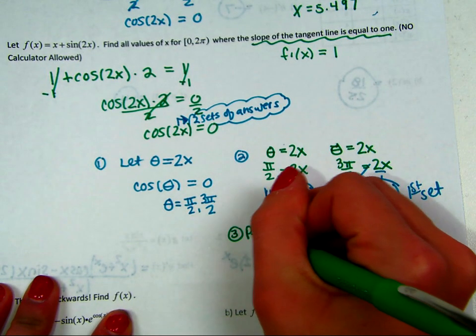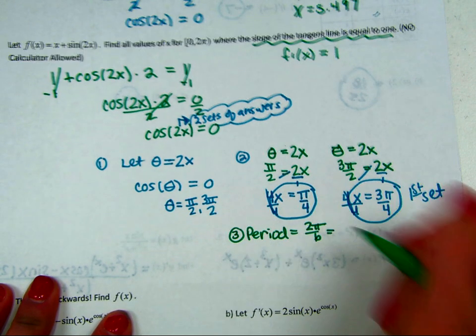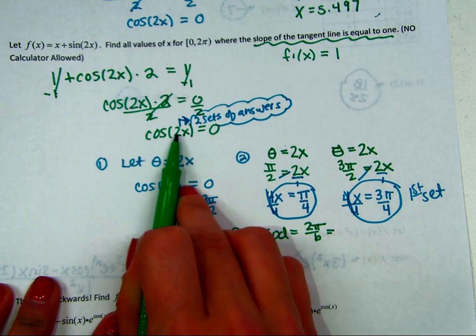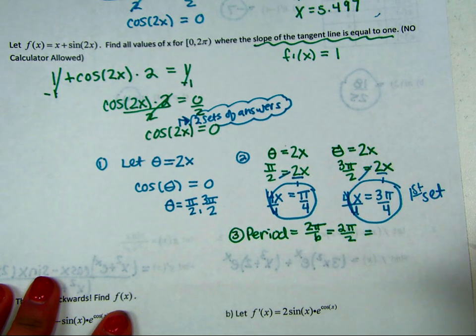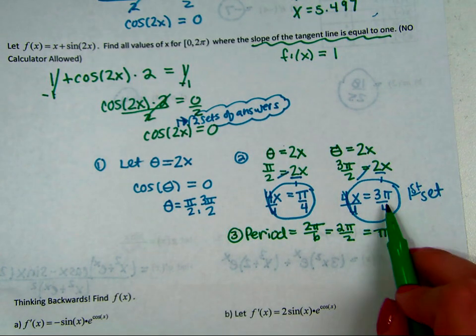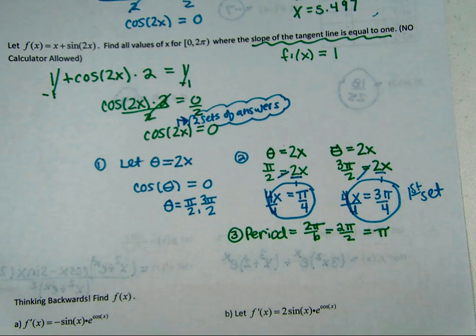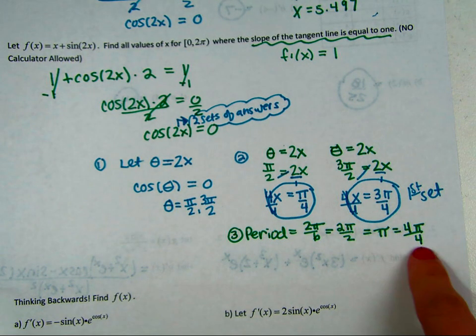So think step 3, we're going to find the period. The period formula is 2 pi over b. Our b value was that number in front of x. This is really what we're trying to find. It was a 2, so 2 pi over 2, which really just turns out to be pi. However, if we're going to add it to these answers, they have a denominator of 4. I would get a common denominator of 4. Let's call that 4 pi over 4, just to make it easier to add with those.